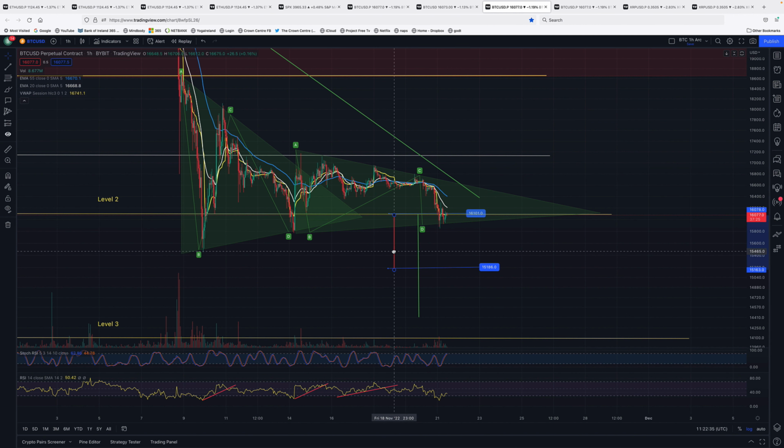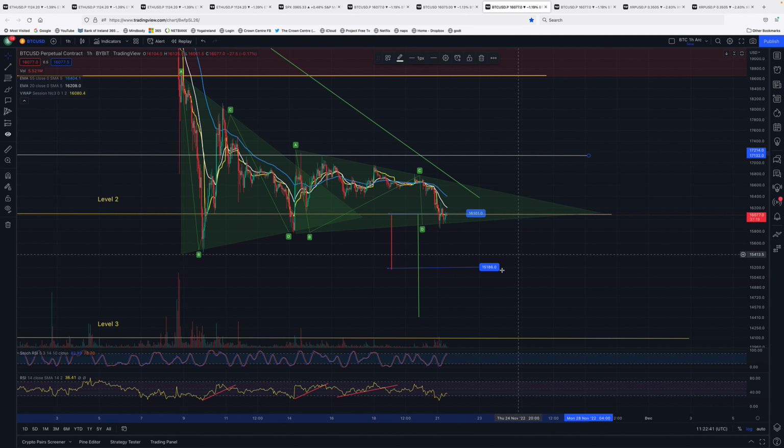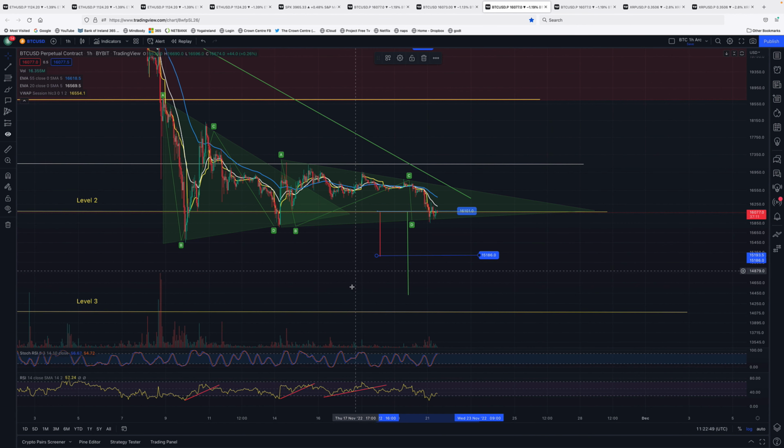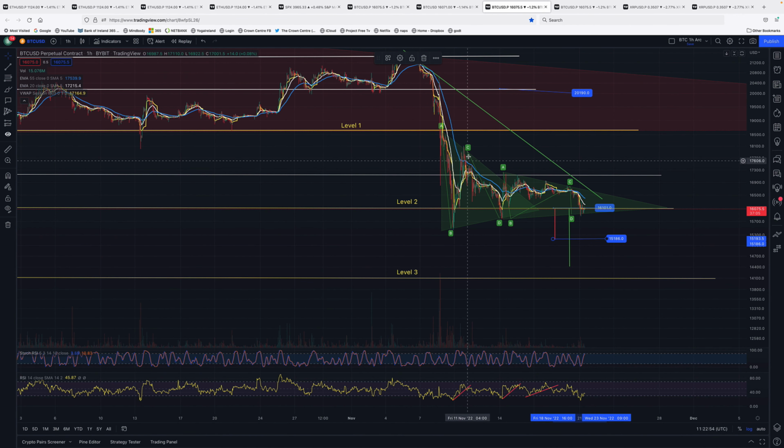So if we take only this target of the consolidation, this would be our immediate target if you want to take your money and get out, and that would be a lower low at around 15,200. So that would be it. However, we are in a bigger consolidation range here.